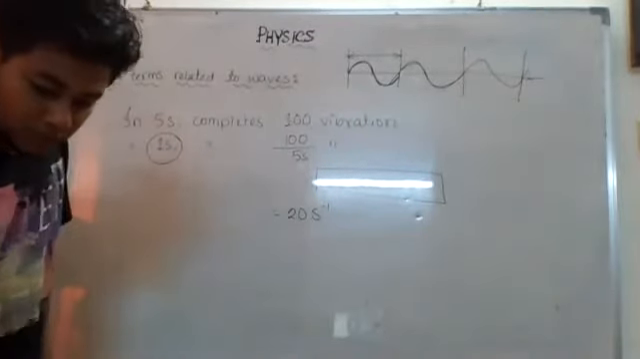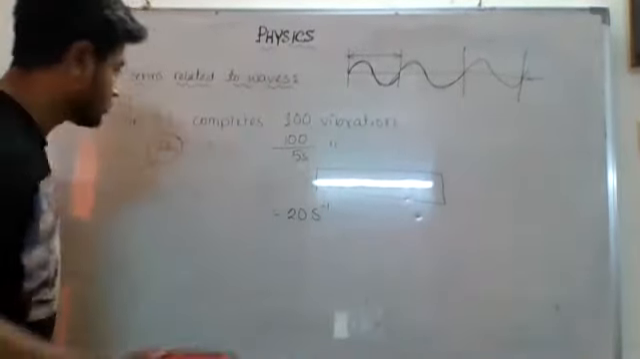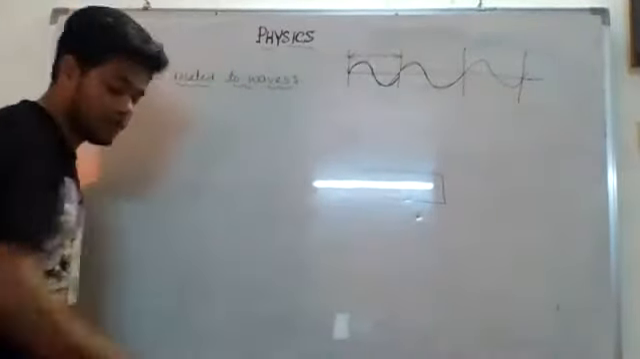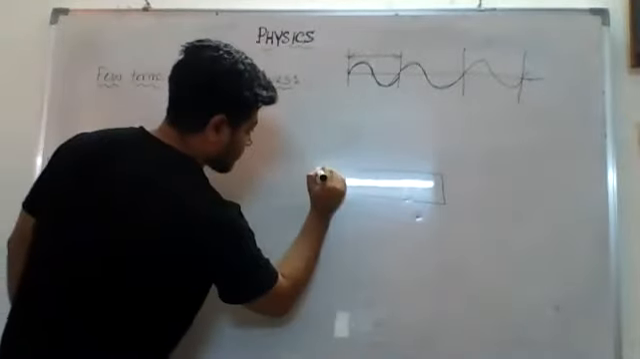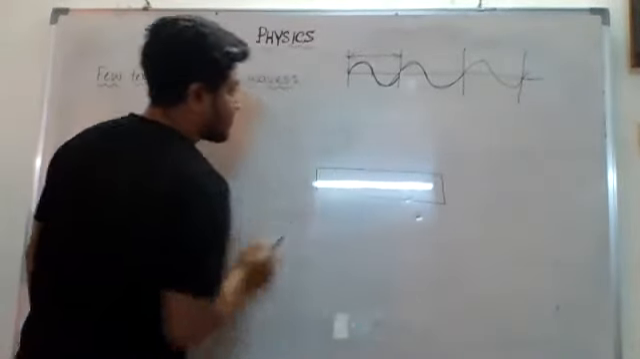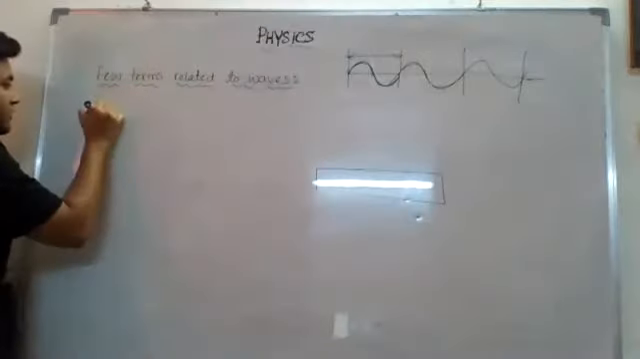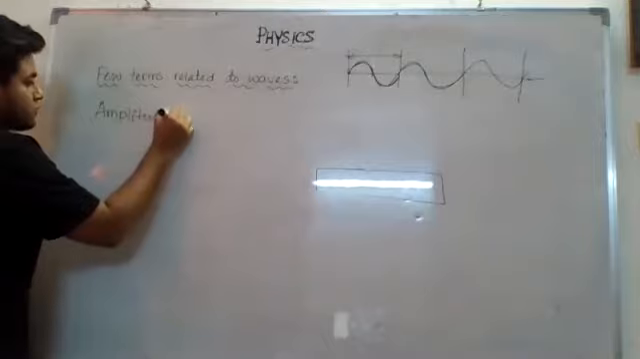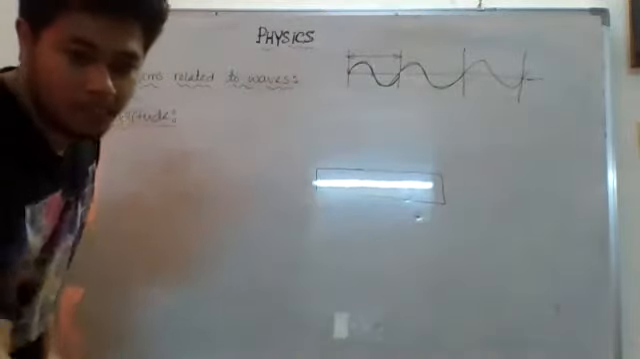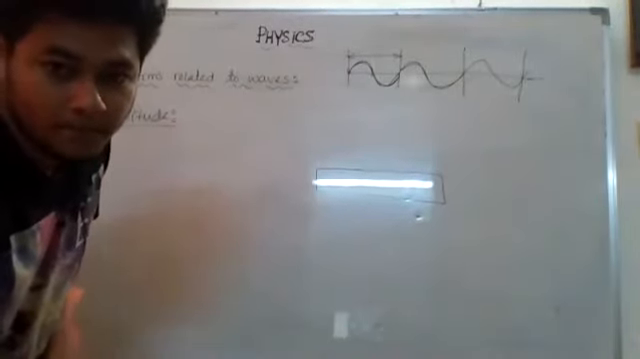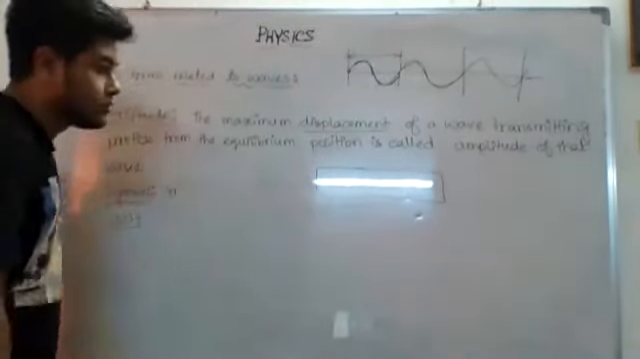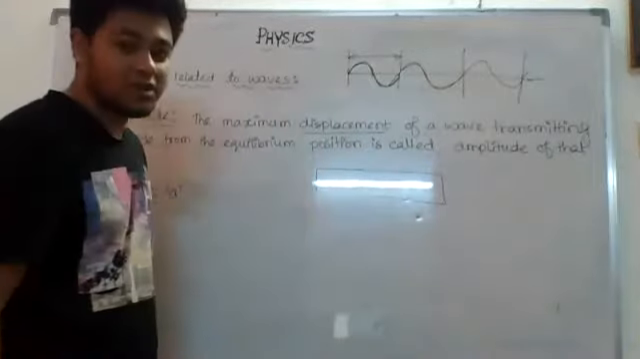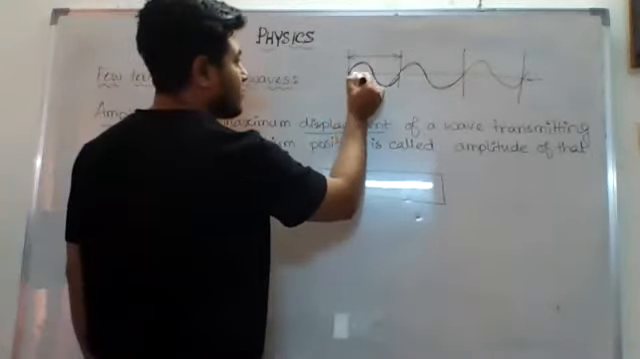Then we will talk about amplitude. Amplitude is very easy to understand from the figure itself. Acha, I will write the definition first. Amplitude. The maximum displacement of a wave transmitting particle. If I show it in the figure, you will see that this is the equilibrium position.